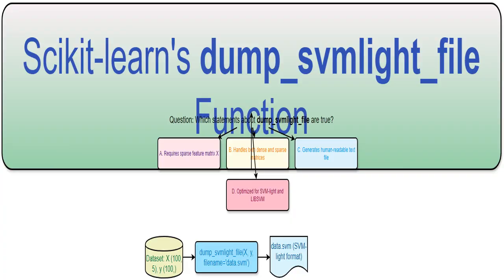I'm talking about the dump_svmlight_file function from the scikit-learn library. It's a tool you use to save your data in a format that's perfect for use with SVMlight and libsvm, 2 popular support vector machine libraries.